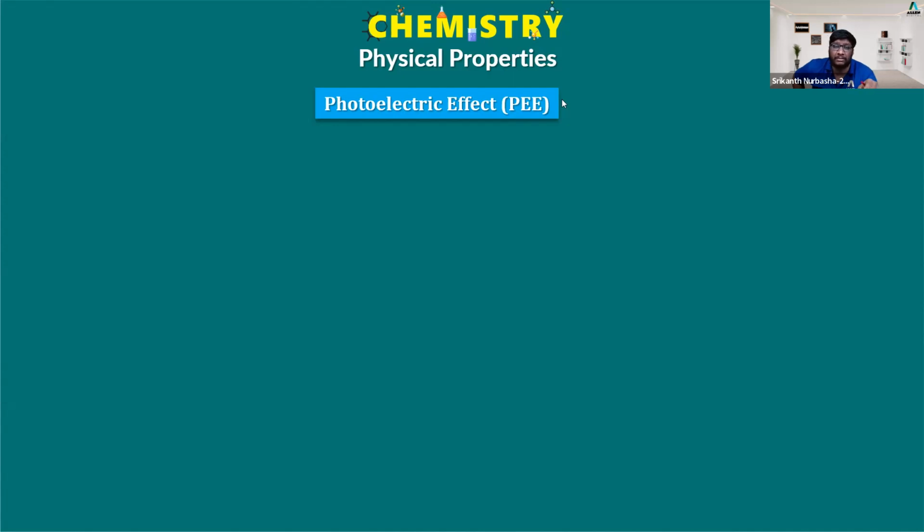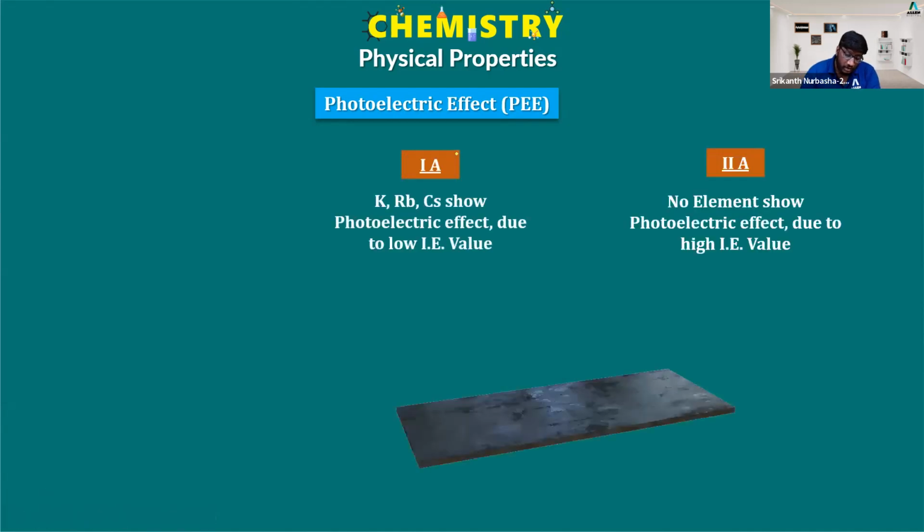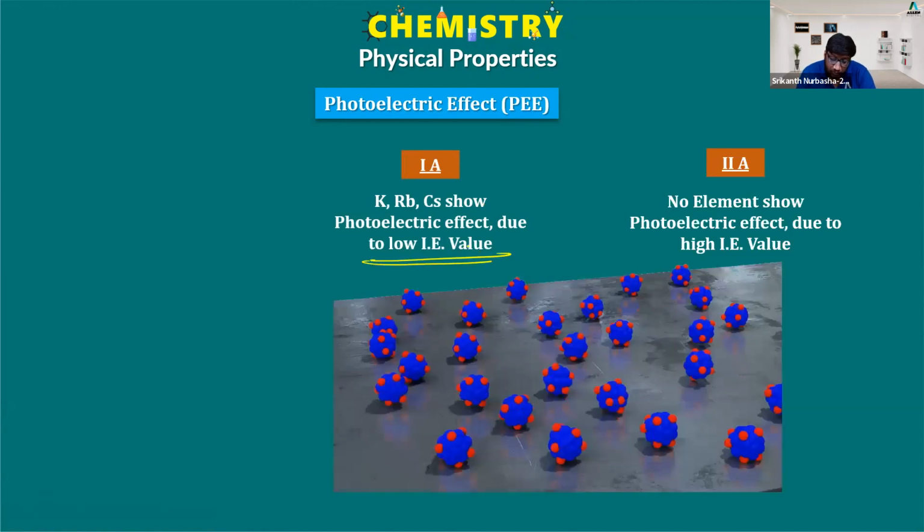In the 1A, lithium or sodium will not show it, and also in 2A, no element will show the photoelectric effect, because whatever the electromagnetic radiation we are giving, that radiation cannot remove the electron, as ionization energy values are going to be high for 2A elements. Generally, only a few elements will show it. Potassium, rubidium, cesium show the photoelectric effect due to low ionization energy values. No element shows the photoelectric effect due to high ionization values in the 2A.